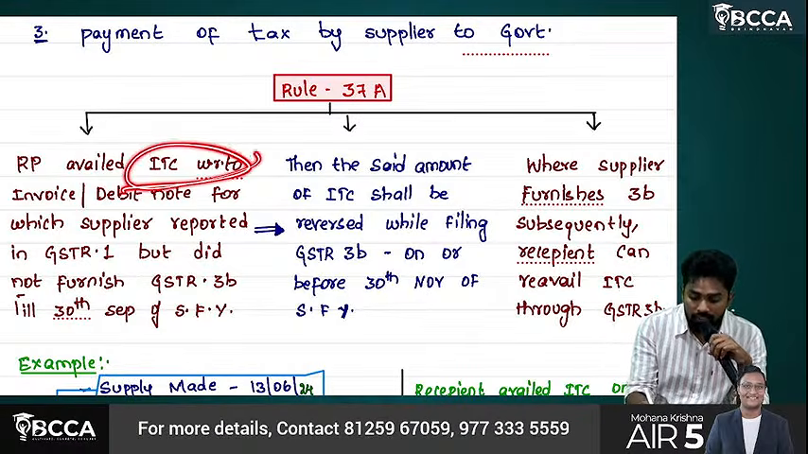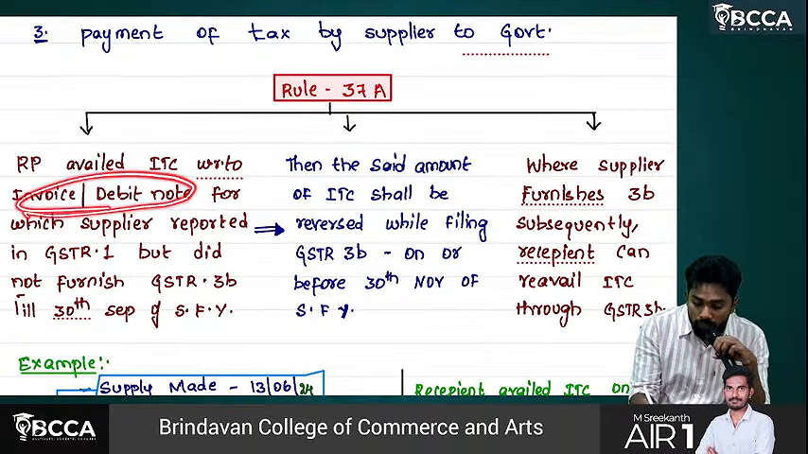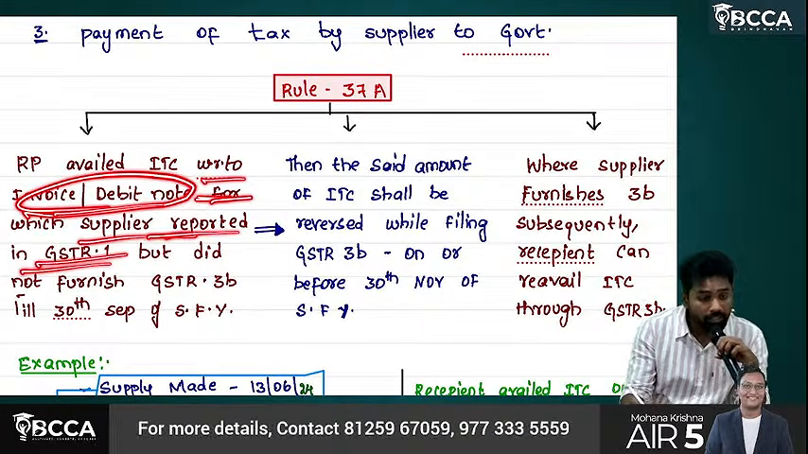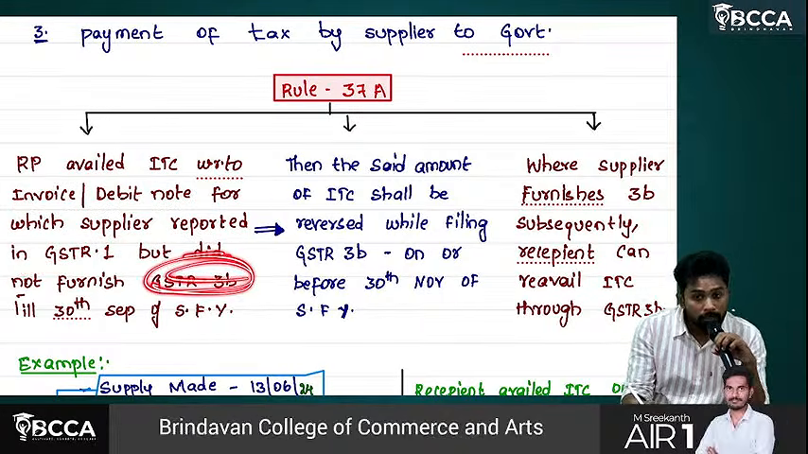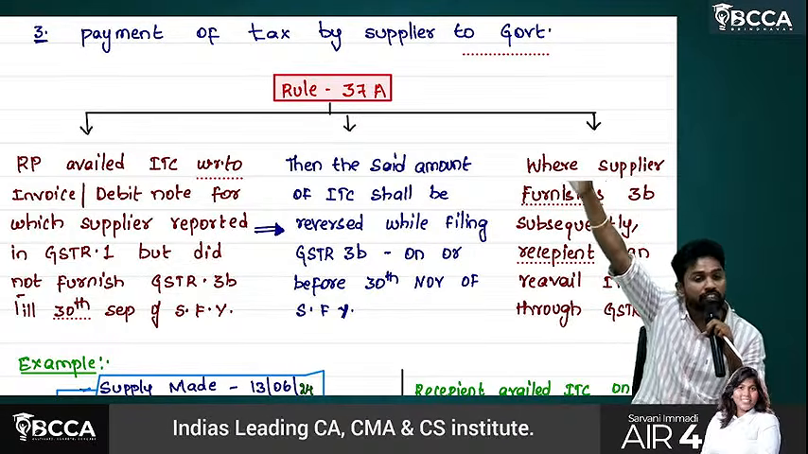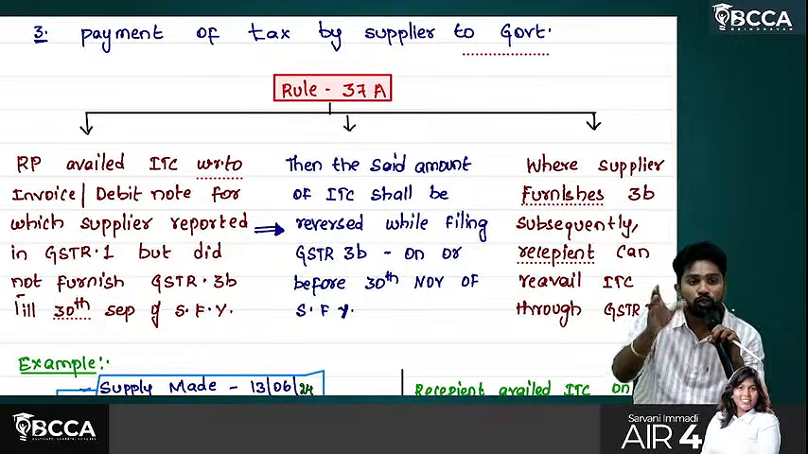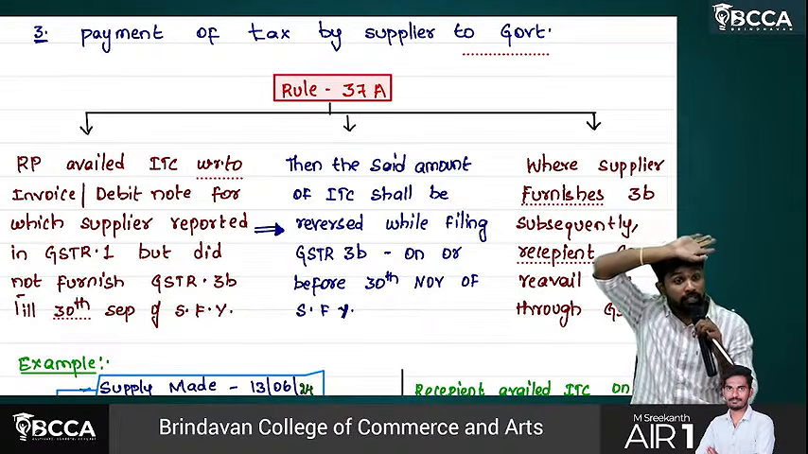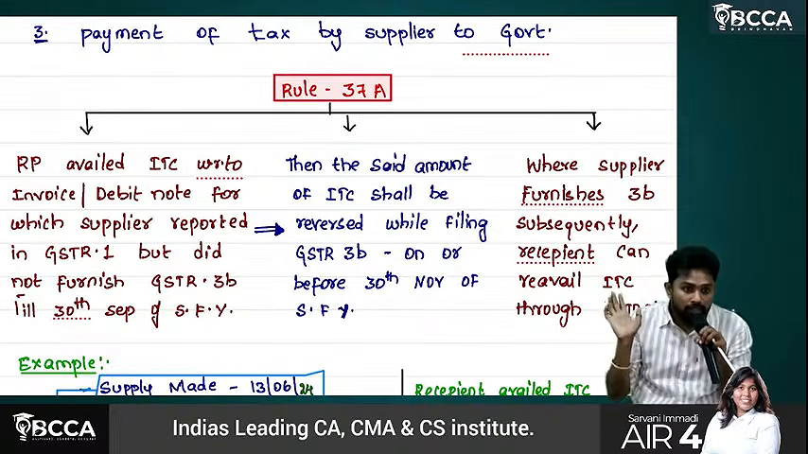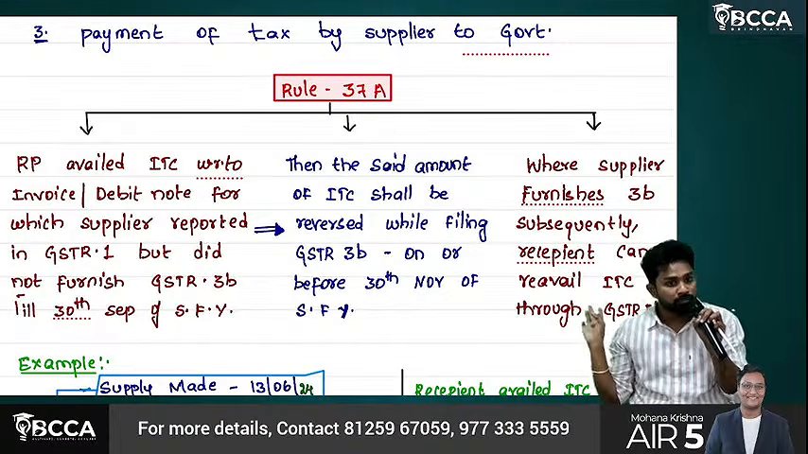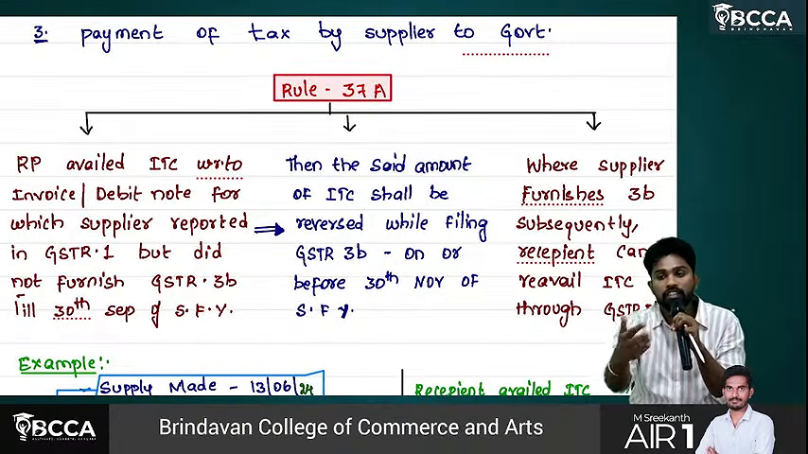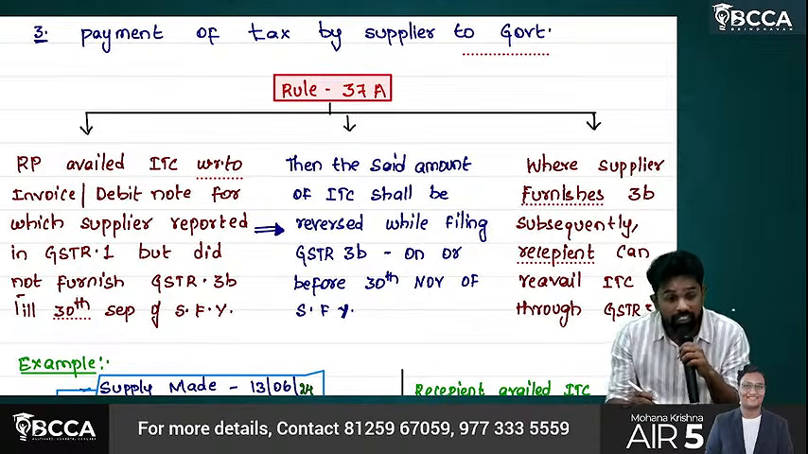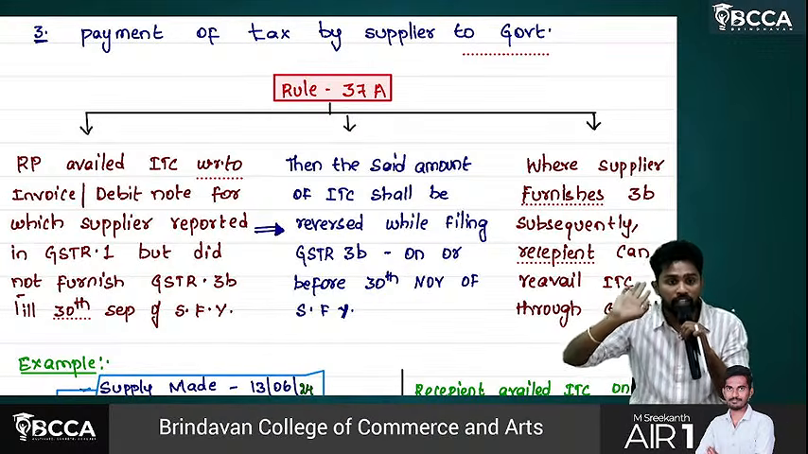So a registered person availed ITC with respect to an invoice or debit note for which the supplier reported in GSTR 1 but did not furnish 3B by when? 30th September of succeeding financial year, sir. Sir, the government here is actually so liberal. It's not asking the supplier to pay immediately also. It is giving time till next financial year 30th September. By then if the supplier pays also, no problem. Even by that time if the supplier didn't file 3B and didn't pay taxes, then the recipient has no other choice. He has to reverse the ITC which is availed by when? 30th November of succeeding financial year.